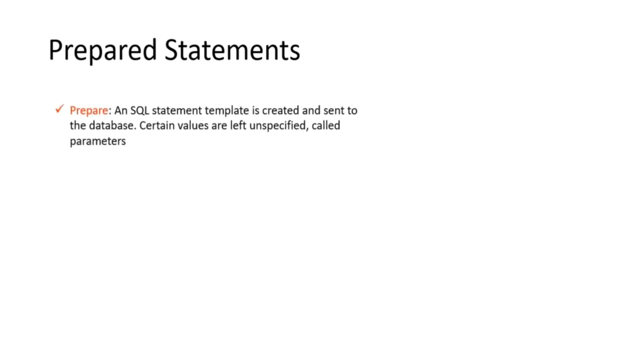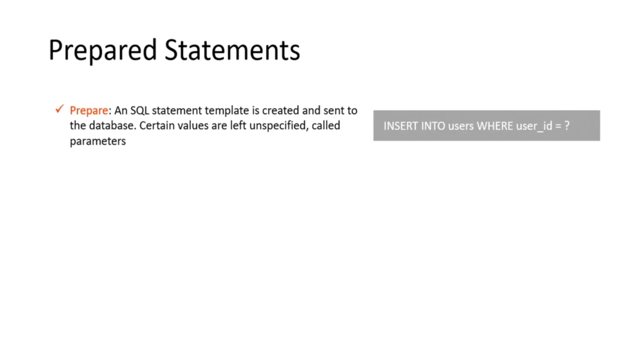What are prepared statements? Prepared statements work in two phases. The first phase is called the preparation phase and the second phase is called the execution phase. In the preparation phase, an SQL statement template is created and sent to the database, and certain values are left unspecified. They're called parameters. On the right hand side, insert into user, so user ID is equal to question mark. The question mark indicates the parameters here.